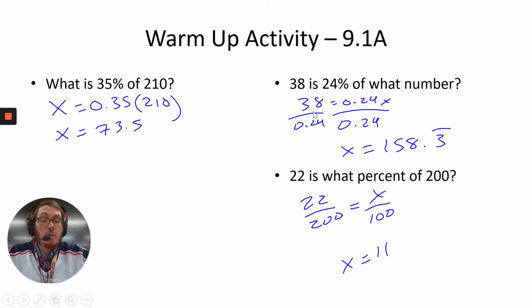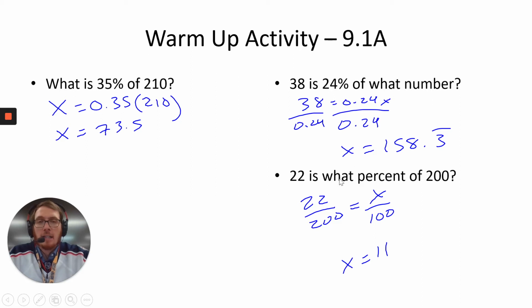I also did the equation on this top right one, 38 is equal to 0.24 or 24% of the x value. And then I divide by 0.24 on both sides in order to figure out that x equals 158.3 repeating. Depending on the situation, you might write that as a fraction of 1/3. You might have to round that. Kind of depends on what the question is looking at, but that's the exact answer.